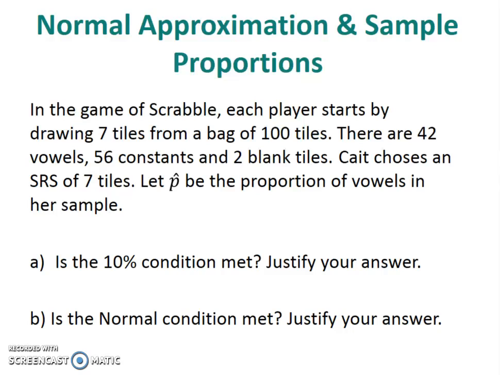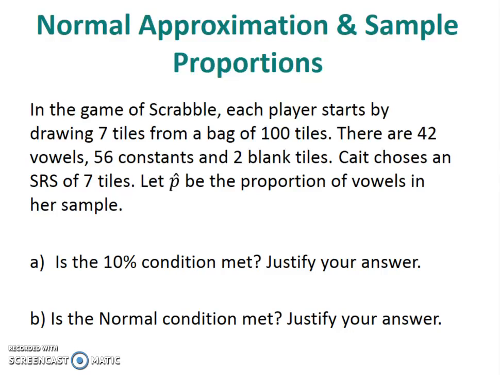In the game of Scrabble, each player starts by drawing 7 tiles from a bag of 100 tiles. There are 42 vowels, 56 consonants, and 2 blank tiles. Kate chooses a simple random sample of 7 tiles. Let p hat be the proportion of vowels in her sample. This is one of those rare cases where we actually know the population size. Population size here is 100. Sample size here is 7.